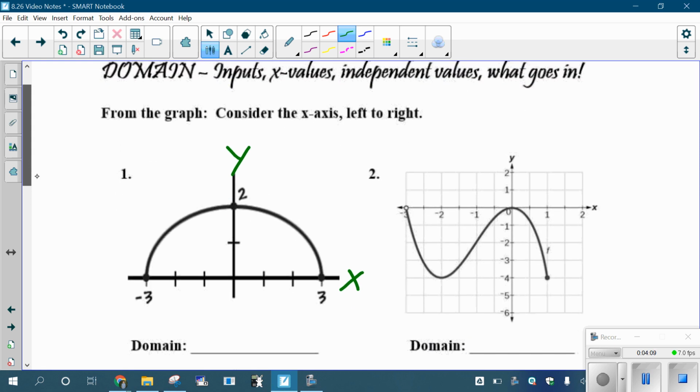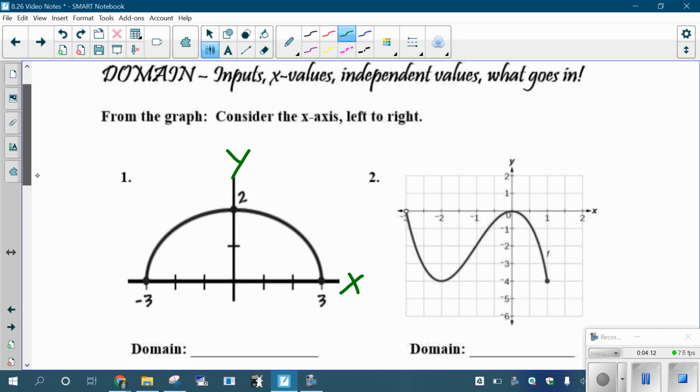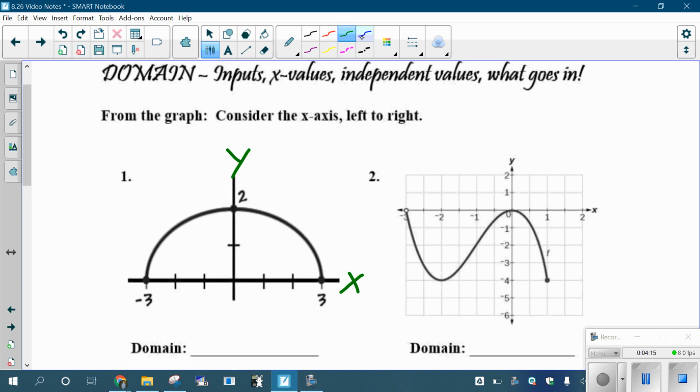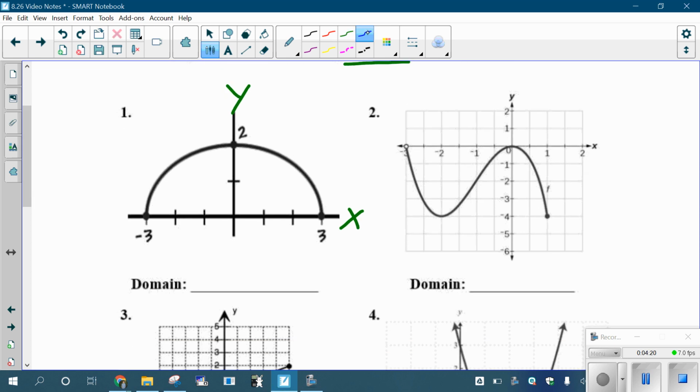Okay? And what you need to think about here is, you're doing domain, you're talking about x's, and you need to think left to right. What is the furthest left x value? All the way over here, negative 3. What's the furthest right x value? 3. I want to say all of the numbers from negative 3 to 3. I say negative 3 comma 3. And then the last thing is I use brackets here. The reason I use brackets is because I want to include those numbers, because you'll notice there's no weird open circles here.